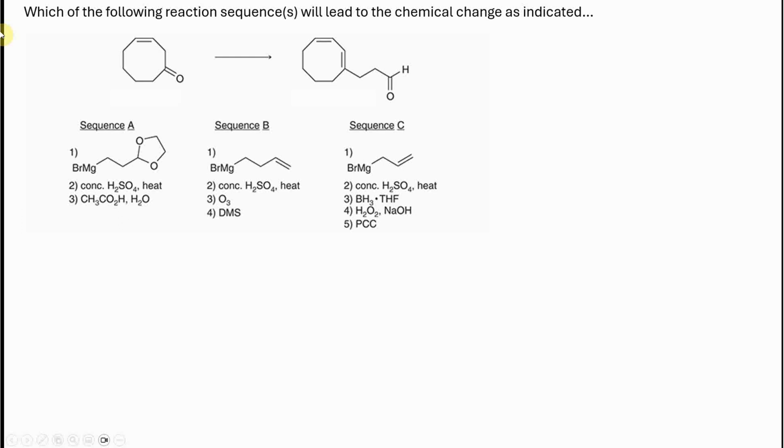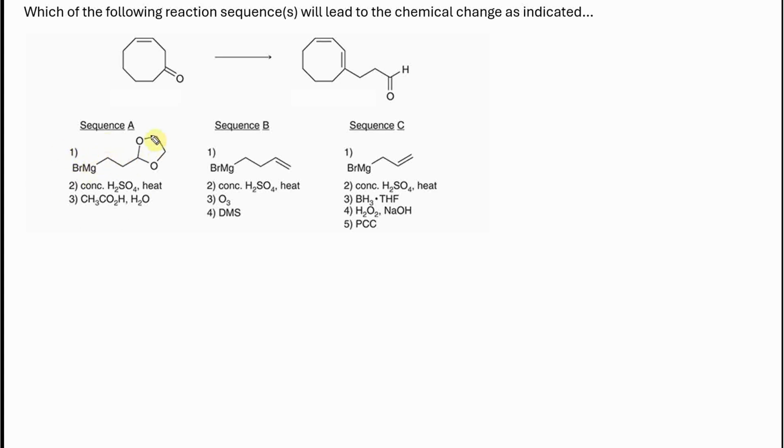So in this problem, we are going to see which of the following sequence or sequences, maybe one, two, or all three, will lead to the chemical change as we have seen here. So you're going from this alkene ketone to this conjugated diene with a side chain and an aldehyde in that. Okay. So let's see. This is a Grignard for sequence A.